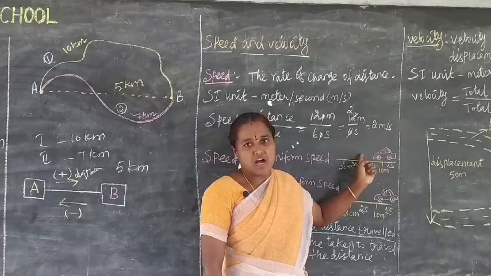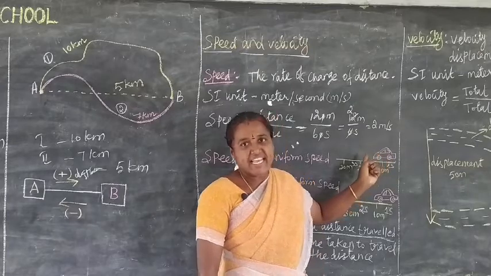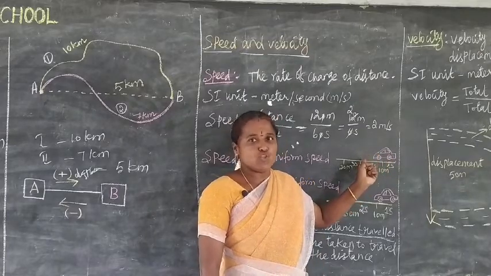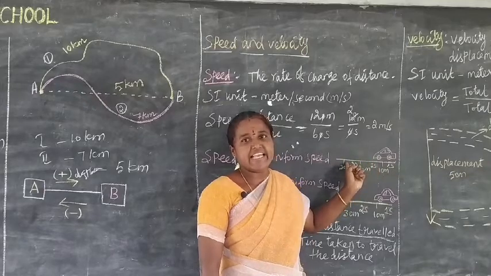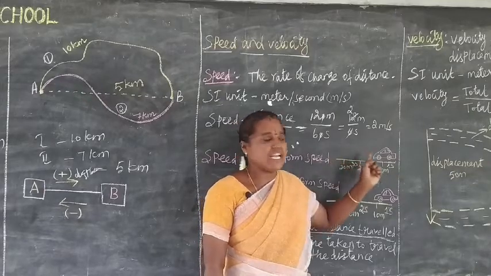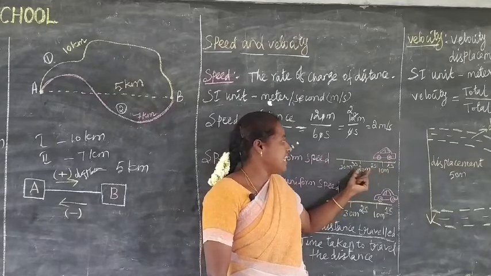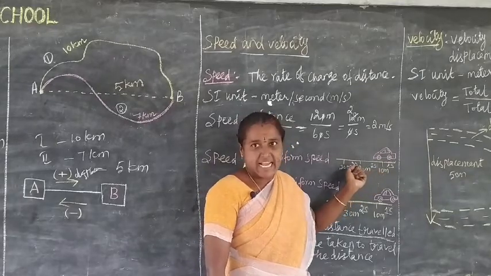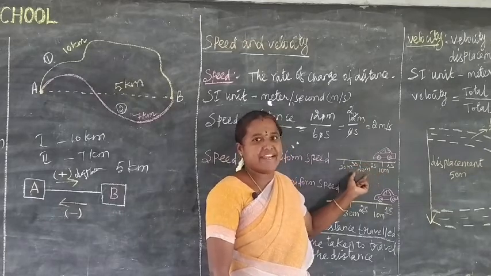Again, the same car covers 20 meters in 2 seconds and 30 meters in 3 seconds. That is, the speed is constant in every second. This is an example of uniform speed.